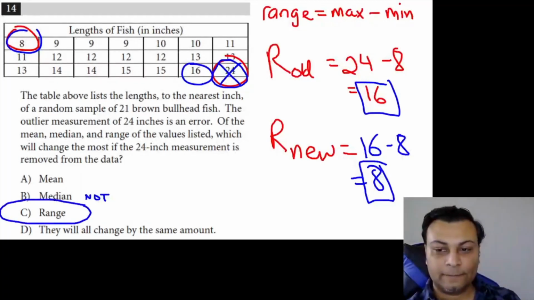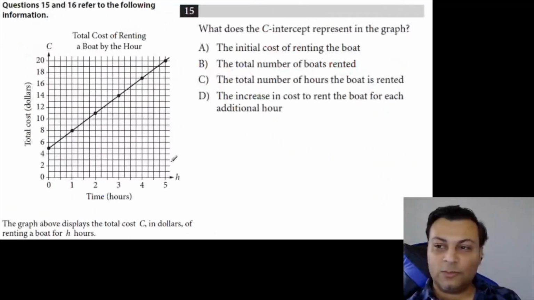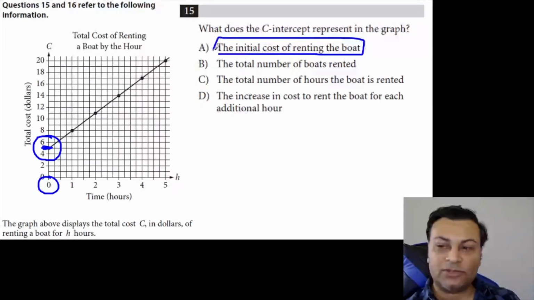C. Question 15. It says the graph above displays the total cost C in dollars of renting a boat for H hours. What does the C-intercept represent in the graph? So this 5. Okay, so that's the y-intercept of the graph. Y-intercept, C-intercept. It's what you would pay for 0 hours. So that is the initial cost. So the y-intercept or the c-intercept or the intercept of the vertical axis is always the initial cost. So the answer is A.